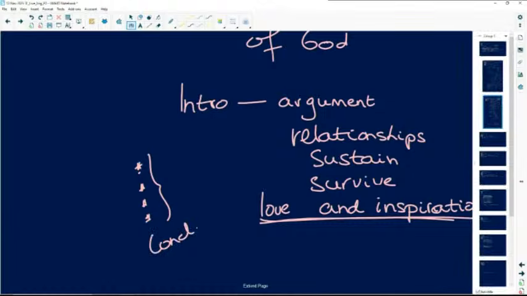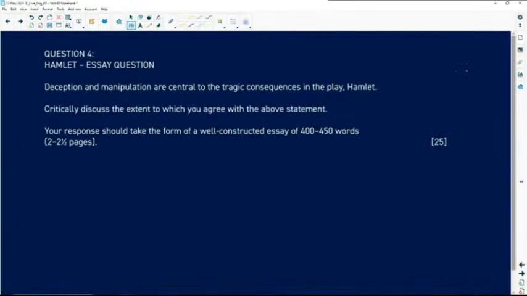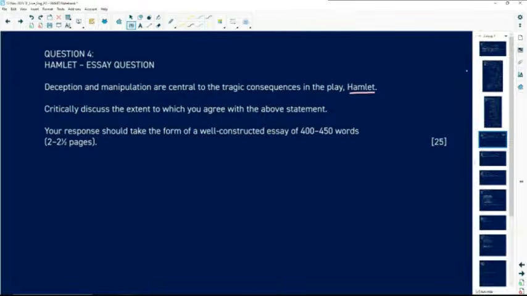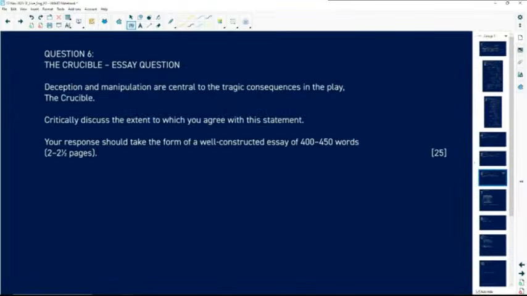Okay, right, let's turn to a Hamlet essay. So what we've learned from our essay planning for the novels. Let's just look at the 3 essays that were set this year. Deception and manipulation are central to the tragic consequences in the play. This is the play Hamlet, right? Next one. Deception and manipulation are central to the tragic consequences in the play Othello. Next one. Deception and manipulation are central to the tragic consequences in the play The Crucible.